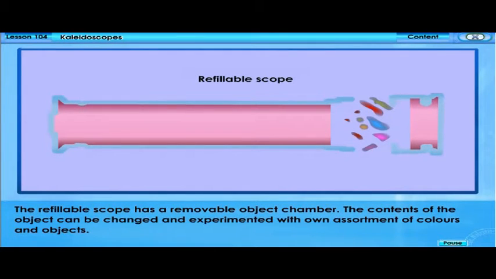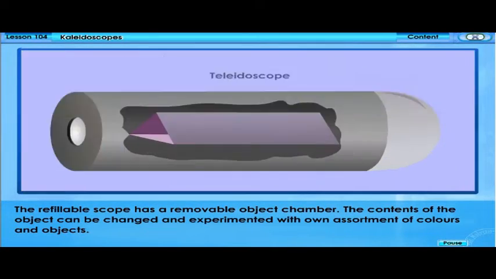The refillable scope has a removable object chamber. The contents of the object chamber can be changed to experiment with your own assortment of colors and objects.